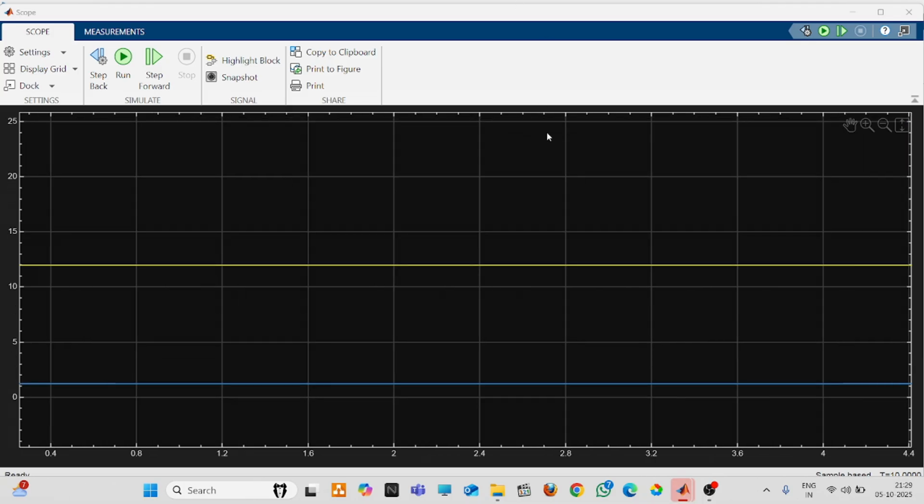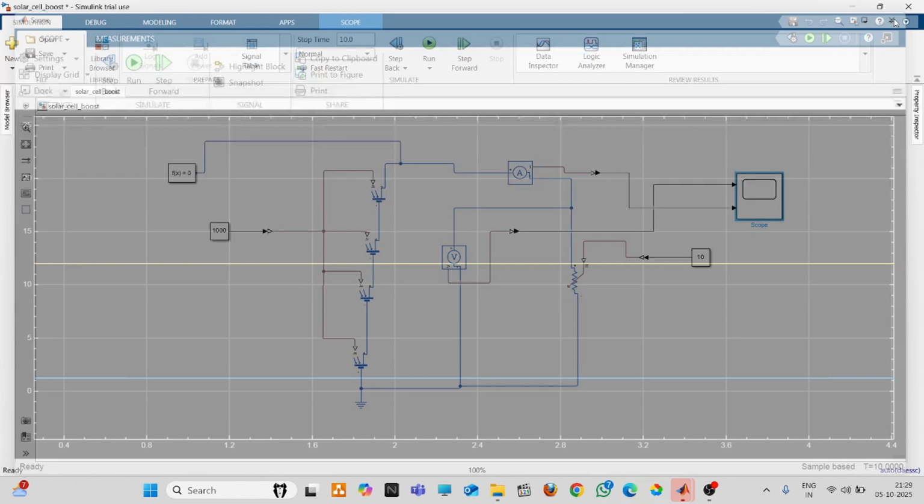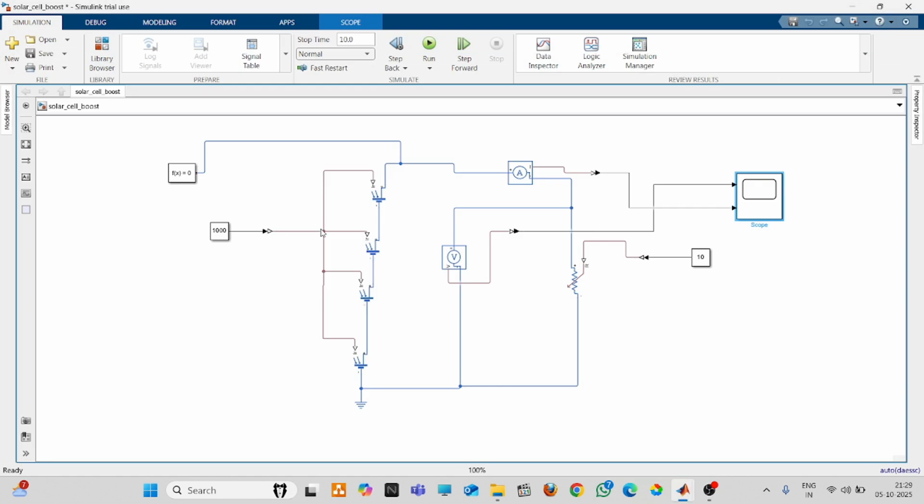So in this way, you can perform the solar cell experiment. And now this solar configuration will be further given to the boost converter. Like in the boost converter, you can take this voltage from the solar arrangement, and there you can perform the closed loop also. This is all about the solar module arrangement.